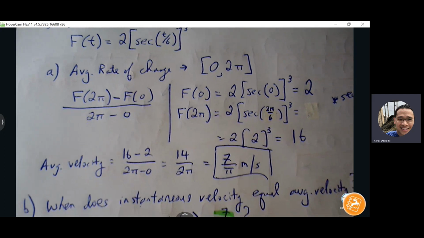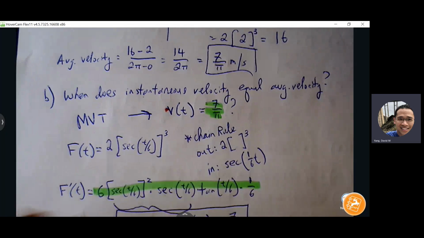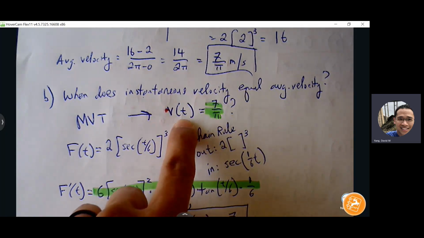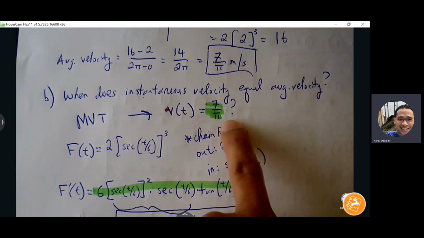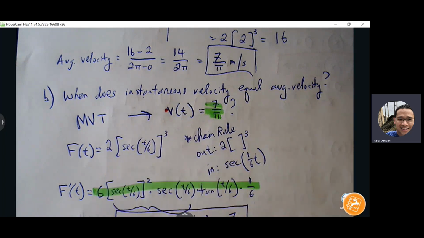In part B, the direction says, when does the instantaneous velocity equal the average velocity? So if we just follow whatever the direction says, instantaneous velocity means find the derivative. Average velocity we just found, just slope between the endpoints. So we just set them equal to each other. The problem doesn't ask us to solve, it just wants us to set up that equation. So we do need to find velocity, or the instantaneous rate of change, and that's just the derivative. Anytime you see instantaneous rate of change or instantaneous velocity, that's derivative related. Average rate of change, average velocity, that's slope related. They're all talking about rate of change, but one is across a span of two time periods, and one is at a specific moment in time.